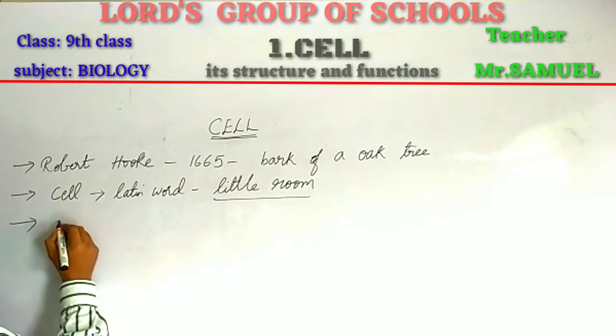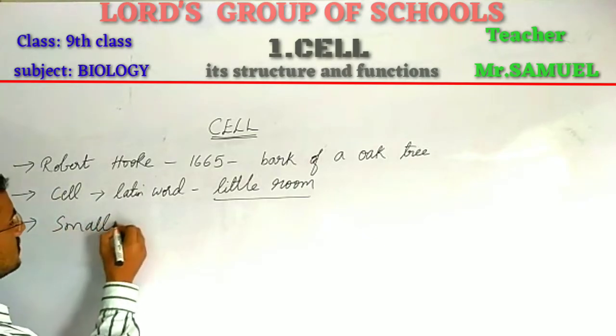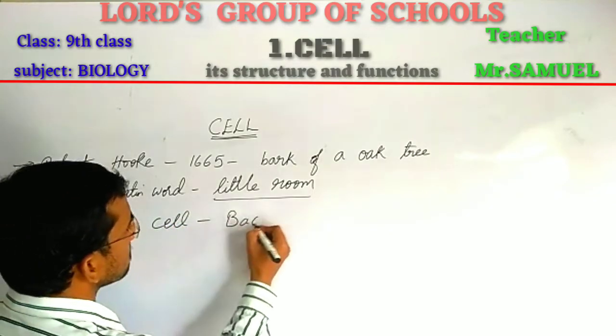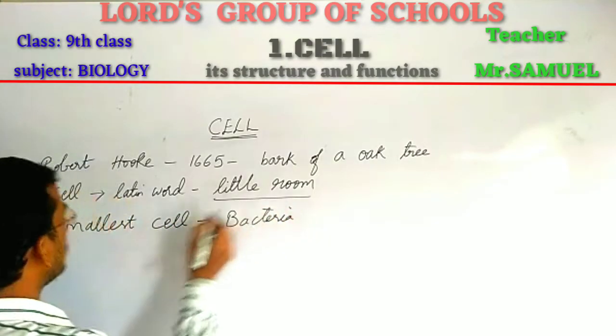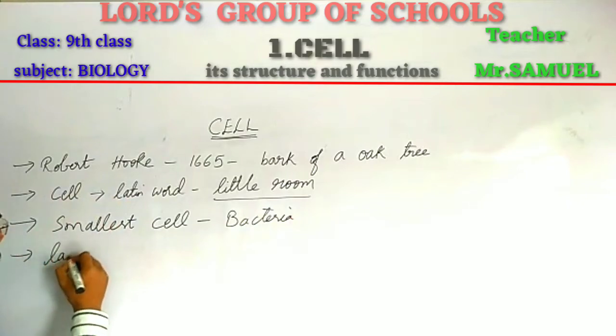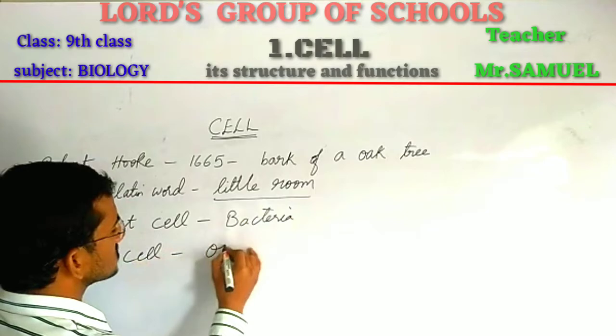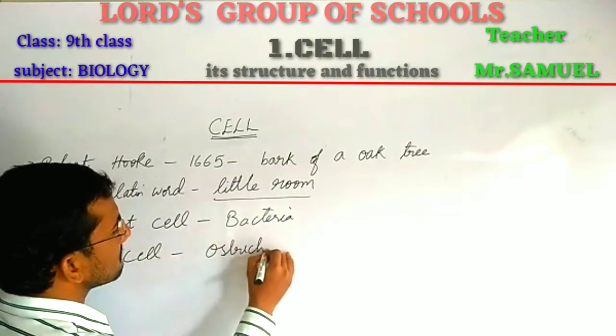And the smallest cell is bacteria, and the largest cell is the ostrich egg.